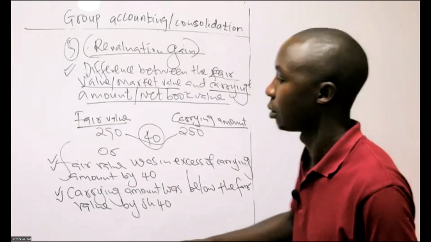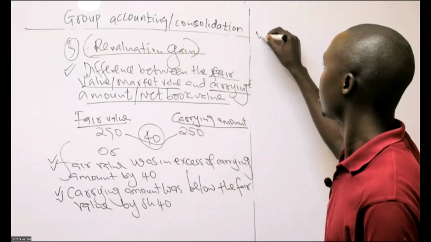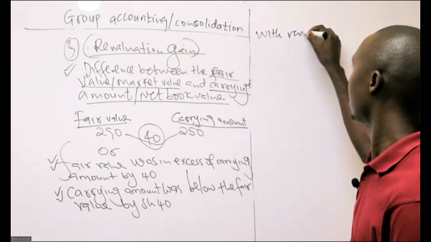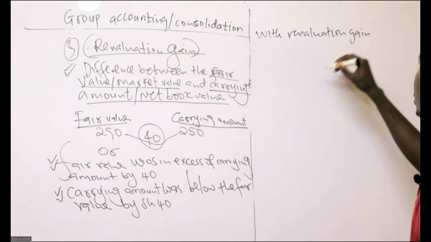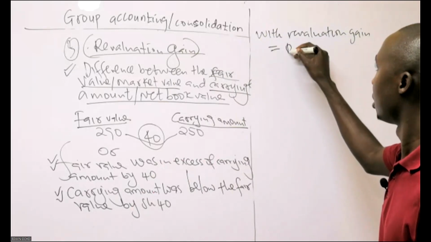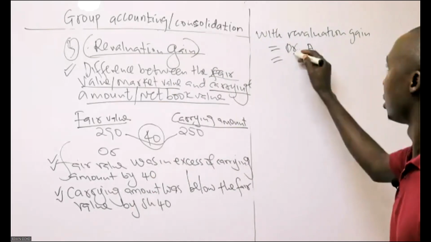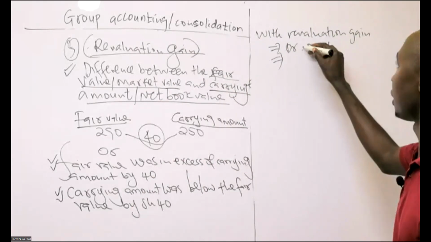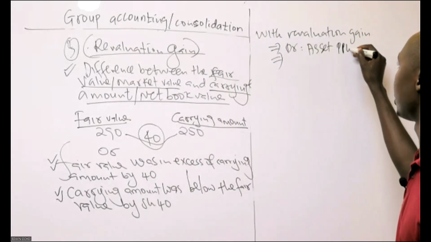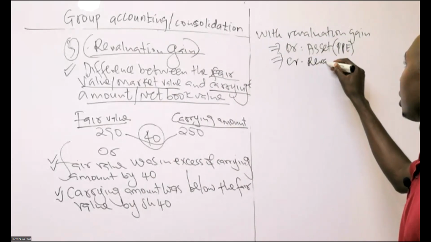So now, this revaluation gain, where will I adjust it? With revaluation gain, you debit the asset account, the relevant asset, that is PPE. Obviously, it would be PPE. Then we credit revaluation reserve.